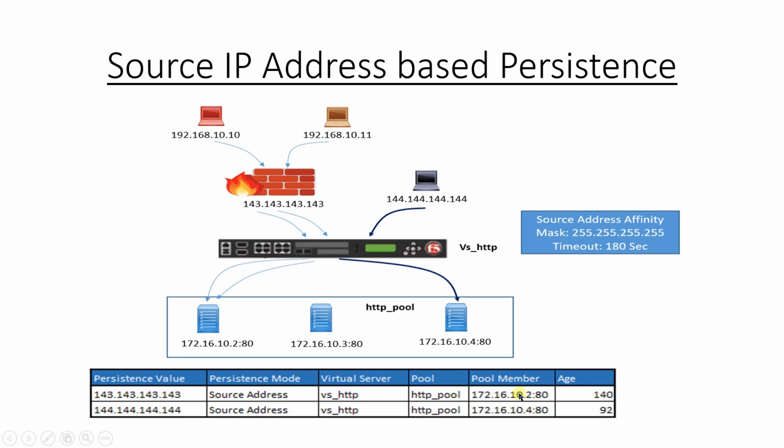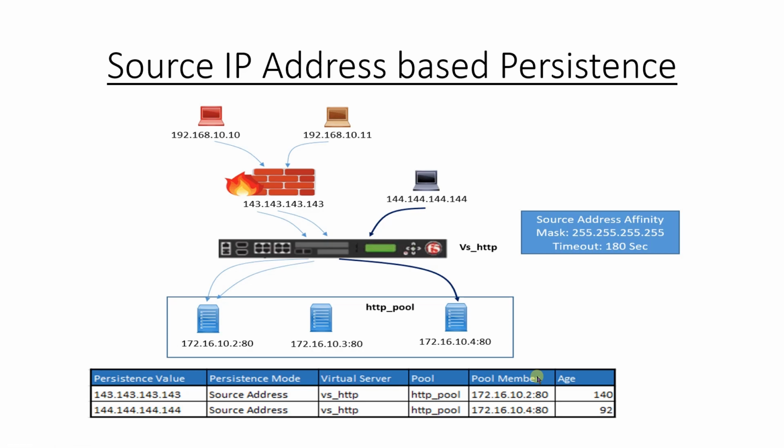Now, if the persistence is selected network specific, then for each network, F5 creates a separate persistence record. So just assume that over here, instead of a specific client, a specific source IP address or a host address, the request is coming from a specific network, then it will create the persistence record. Instead of a host address, it will be a network address, and the rest of the things will remain the same. It will make an entry for the pool name and the pool member name.